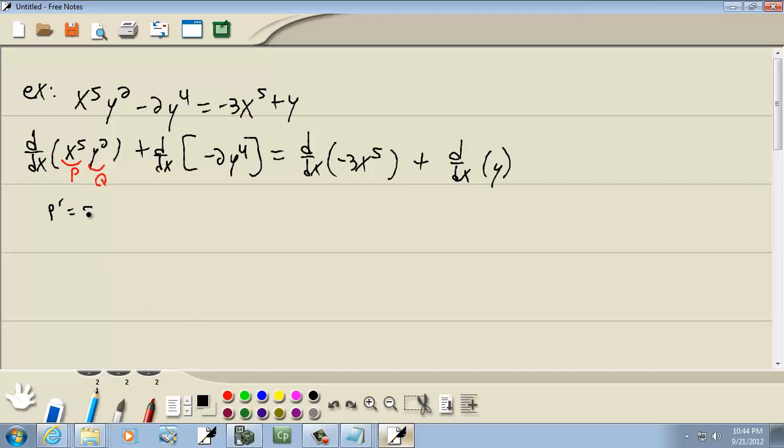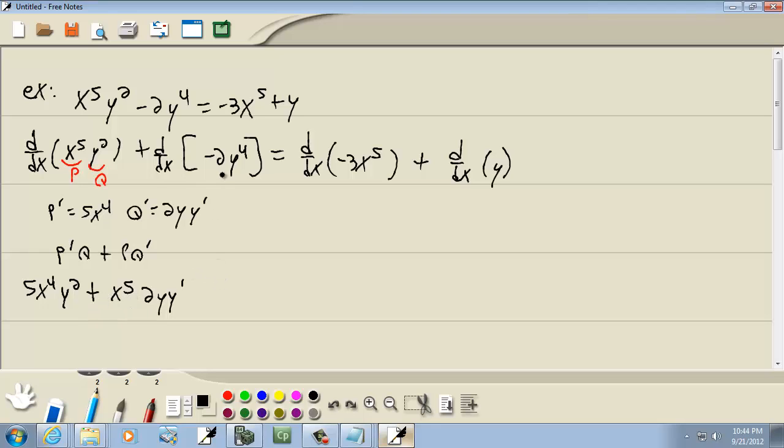Well, p prime would be 5x to the 4th. q prime will be 2y, but then we have to add on a y prime, because we're taking the derivative with respect to x, and it's really y. So we got p prime q plus p q prime. p prime is 5x to the 4th, q is y squared, plus p, which is x to the 5th, times q prime, which is 2y y prime. And let me double check all that.